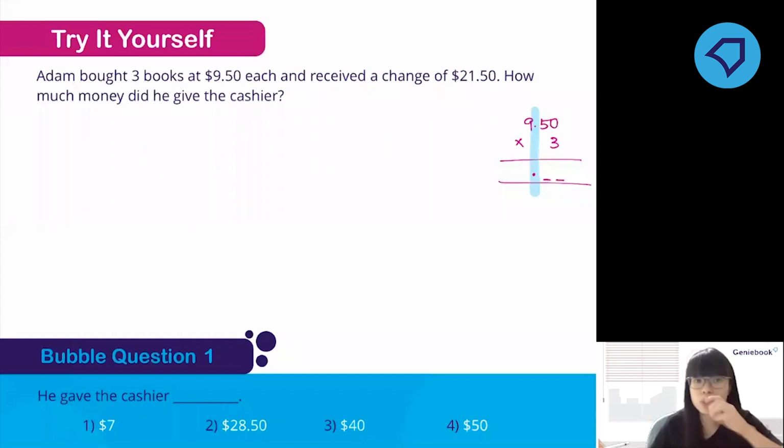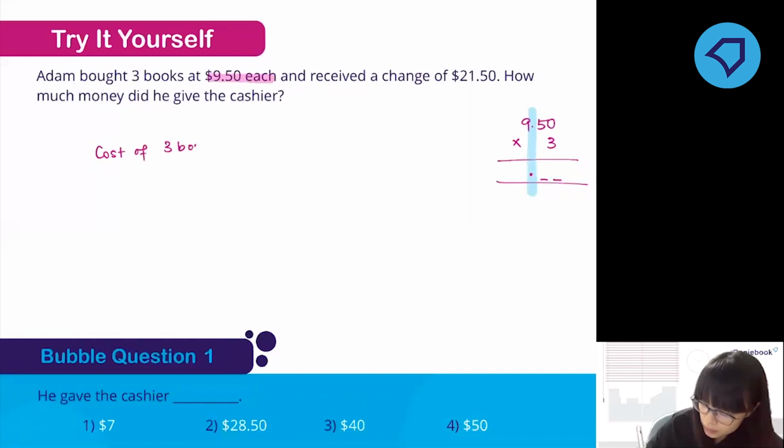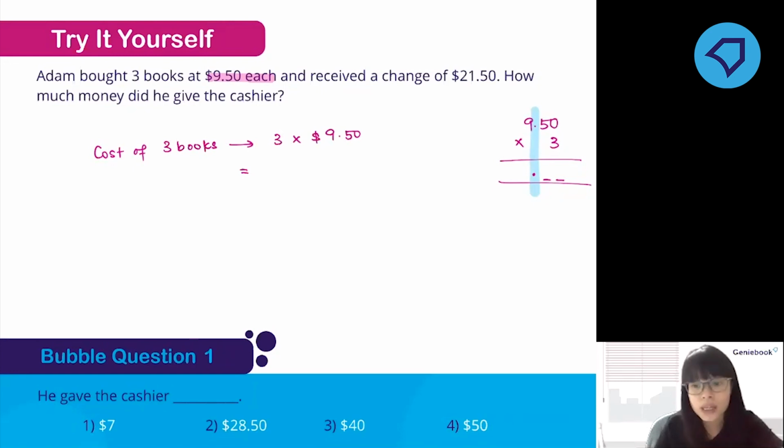Okay, one book costs, again, please remember this one is each. So $9.50 each over here. So one book costs $9.50. Cost of 3 books would be 3 times $9.50. Let me help you out with the column multiplication over here.